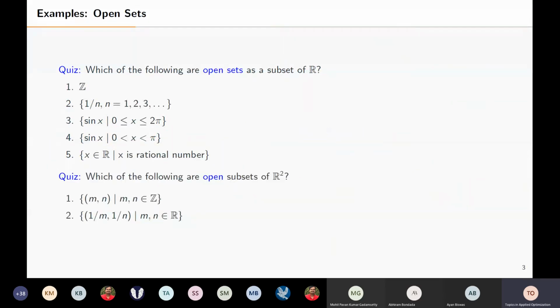So what about this example? Which of the following are open subsets of R2? Now these are lattice points. We are talking about R2, the plane, and M and N are integers, so these are discrete points in space. This is the set of lattice points. Is this open?